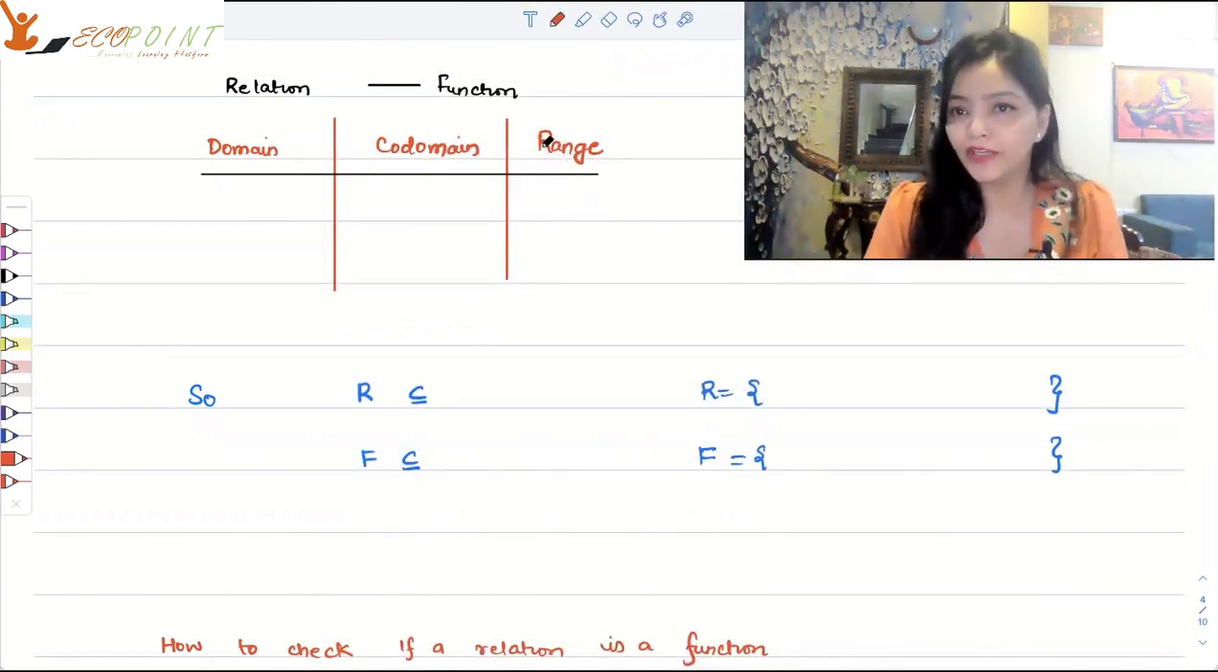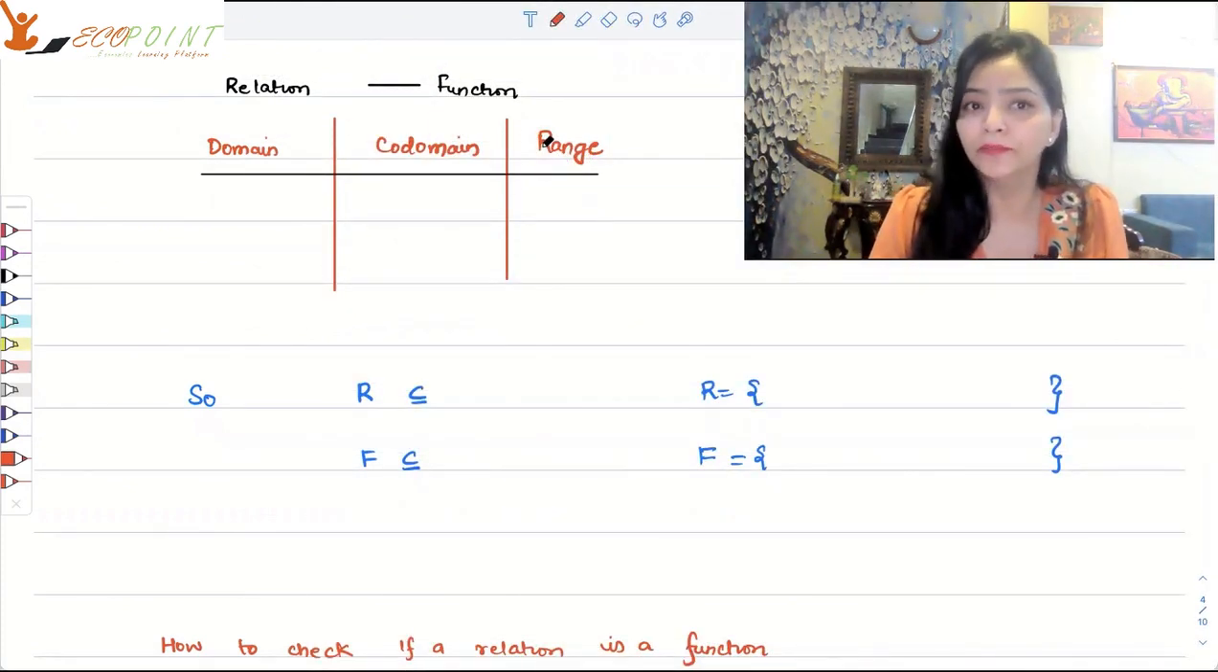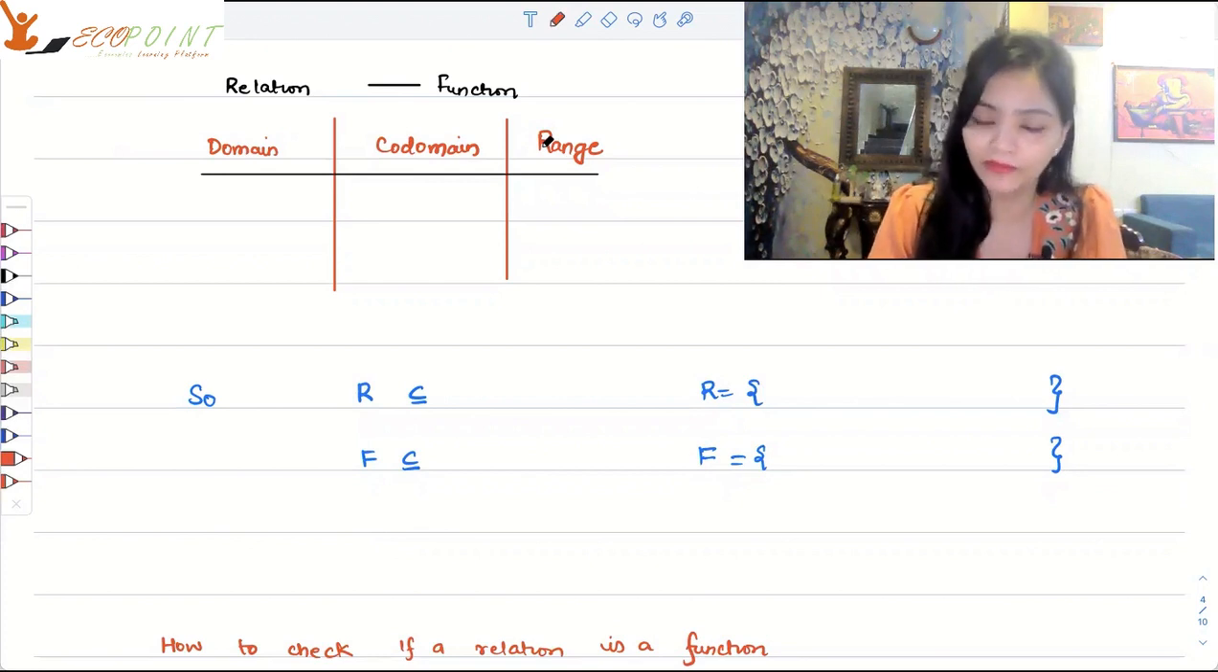So whether it's a relation or a function, both will have a domain, a set of inputs which you can take in, a codomain, the supporting set which would contain the output, and a range, the actual set of output. So the first point was that f has to be a relation.